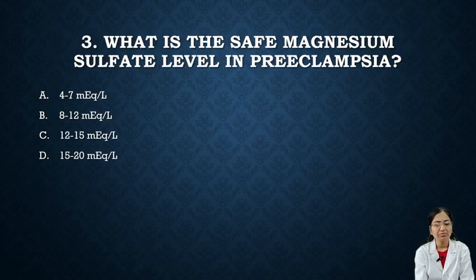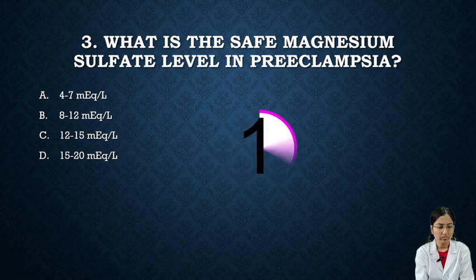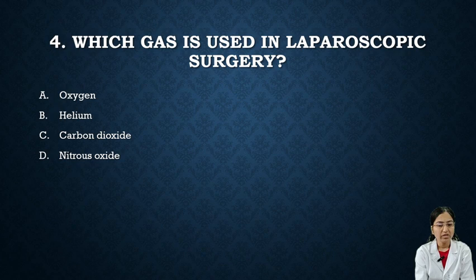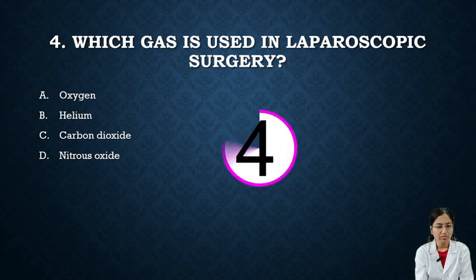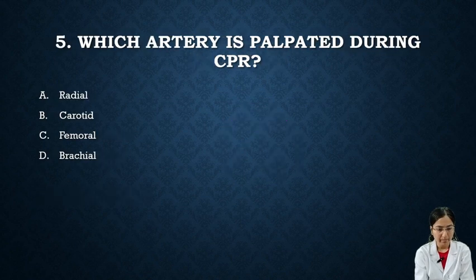What is the safe magnesium sulfate level in preeclampsia? Right option is 4 to 7 mEq per liter. Which gas is used in laparoscopic surgery? Options are here. Right option is carbon dioxide.